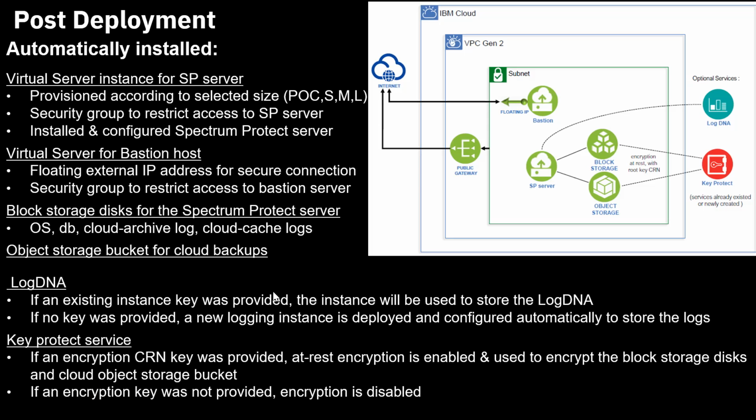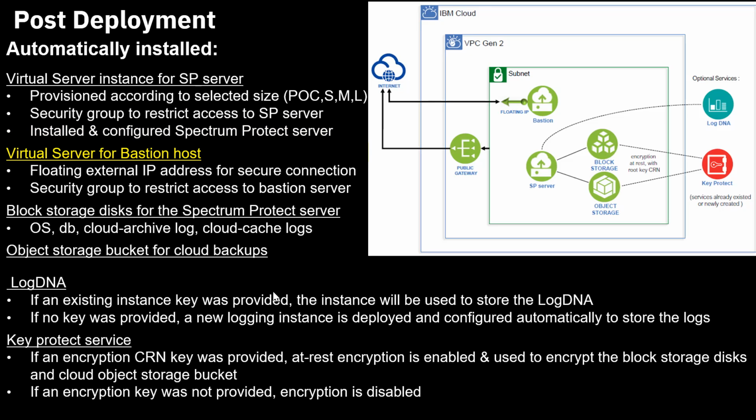Once you've entered all of that information and clicked go, it will start the deployment, which will take approximately an hour. First of all, we will deploy a virtual server instance for the Spectrum Protect server. And once again, this is deployed according to the selected size and with the correct resources needed based upon our blueprints. We'll set up a security group that's going to restrict the access to the Spectrum Protect server, and then we'll install and configure the Spectrum Protect server.